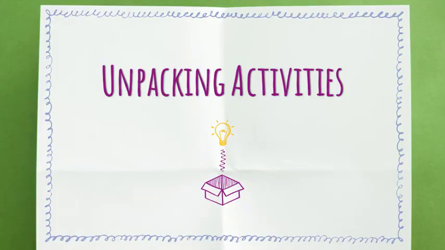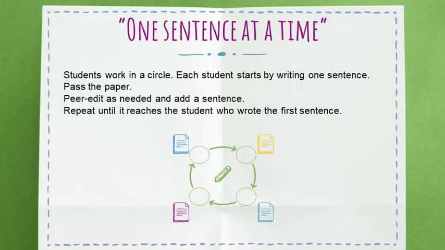The activity we're going to unpack today is One Sentence at a Time. And this activity is a version of collaborative writing. Students work in a circle. Each student starts by writing one sentence. They pass the paper to the next student. They read what the other person wrote. They make any edits if they think they're needed. And then they add one more sentence.